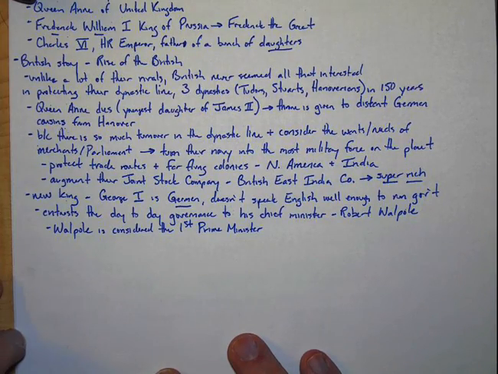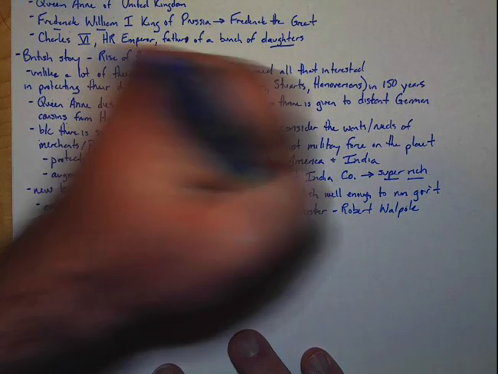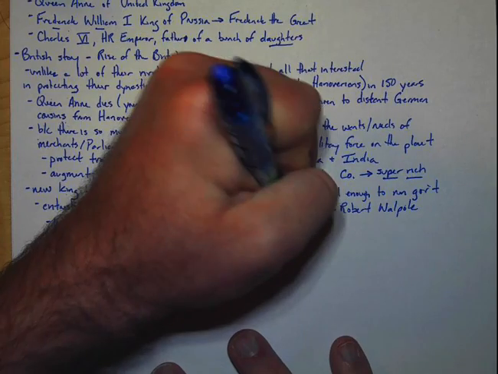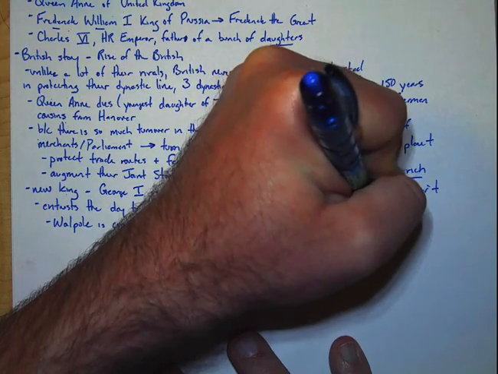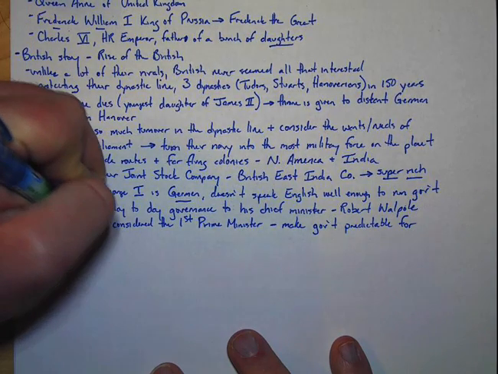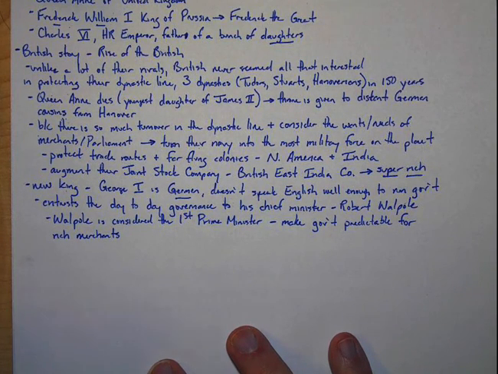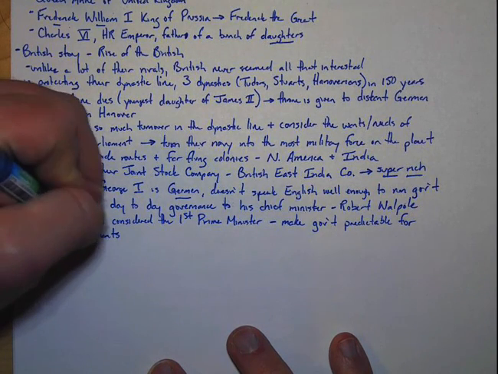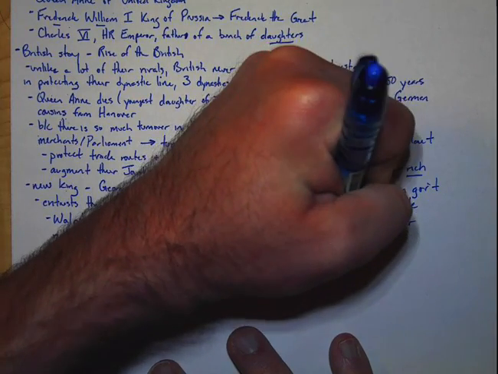Or at least the first modern prime minister. And his job is to make government predictable for the rich merchants. And despite whatever you might think about whether that's right or wrong, whether government should be designed to benefit the rich merchants or not, the point is that government is predictable.